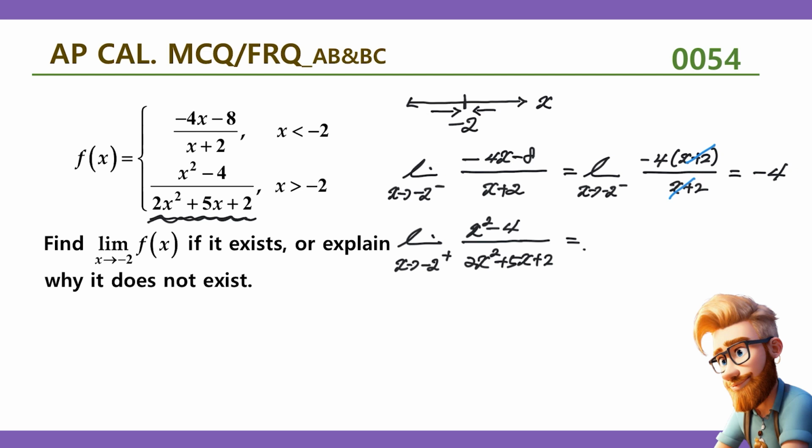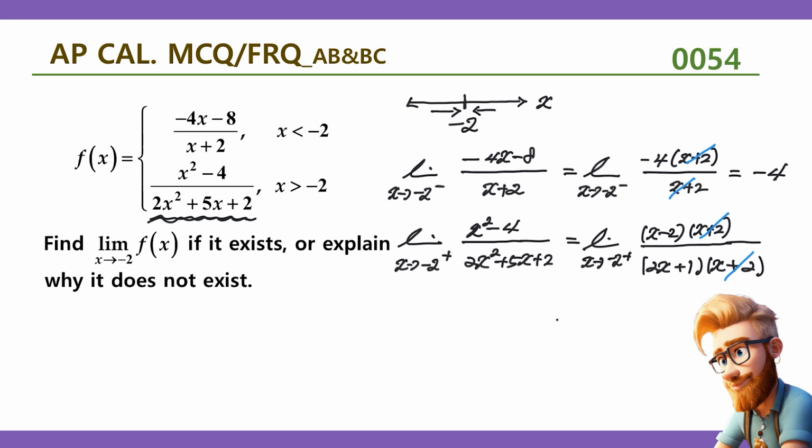x squared minus 4 is equal to x minus 2 times x plus 2, and over 2x squared plus 5x plus 2. Let's say we have a 2x here, x here, and we must have 2 here, plus 1 here, right? So 2x times 2, that's plus 4x, 1 times x, that's plus 1x. If we add those two terms, we'll have a 5x, right? So x plus 2 will be cancelled out, right?